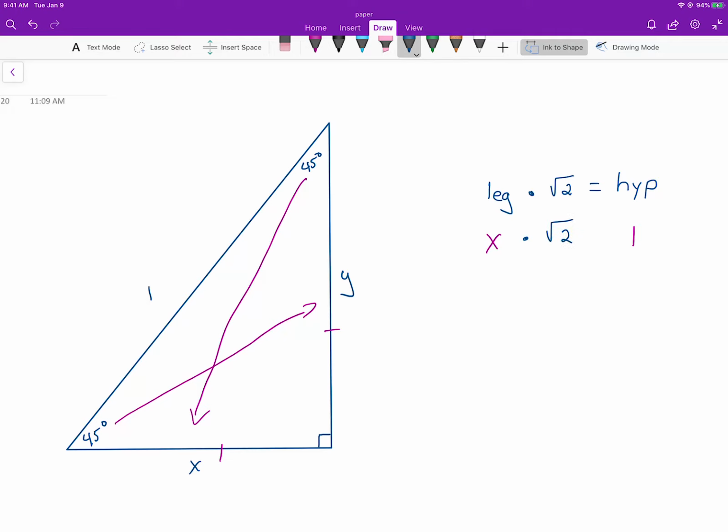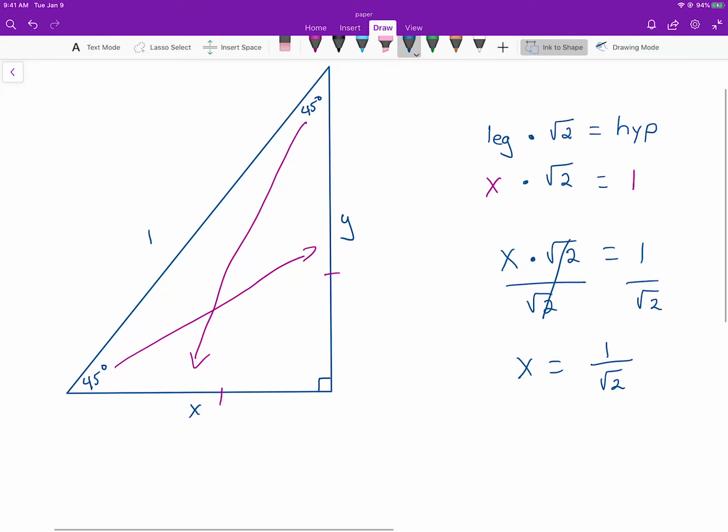So now to solve for x, I want to divide each side. Well, I'm going to just copy this down first. X times the square root of 2 equals 1. And now to solve for x, I'm going to divide each side by the square root of 2. And now I have x equals 1 divided by the square root of 2.